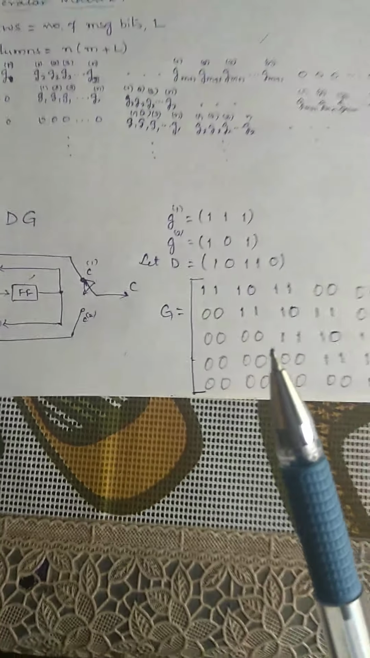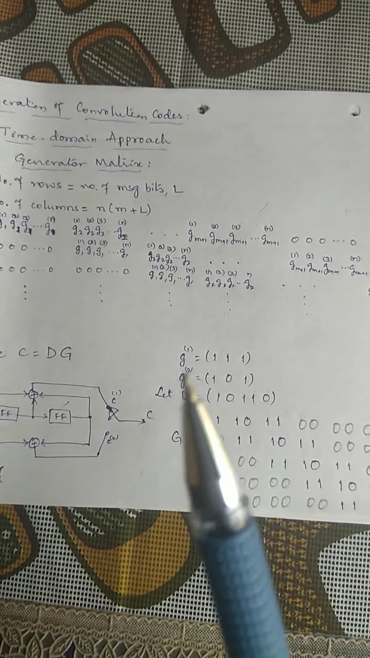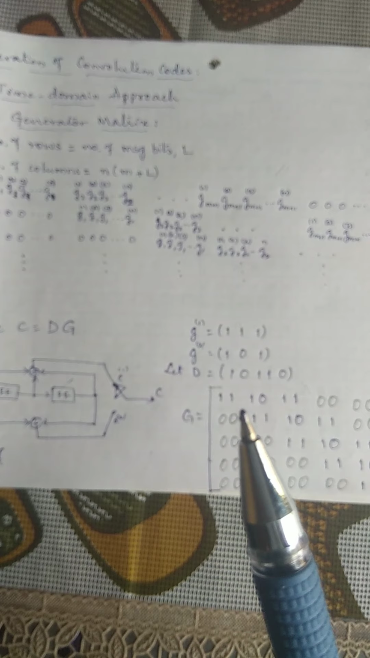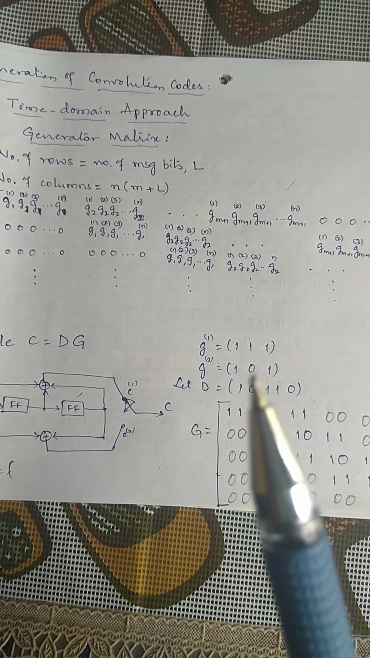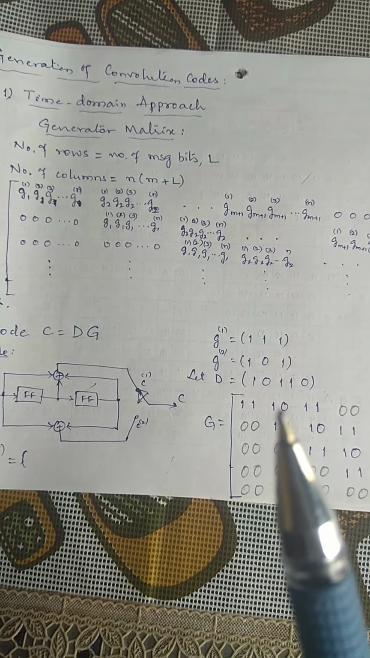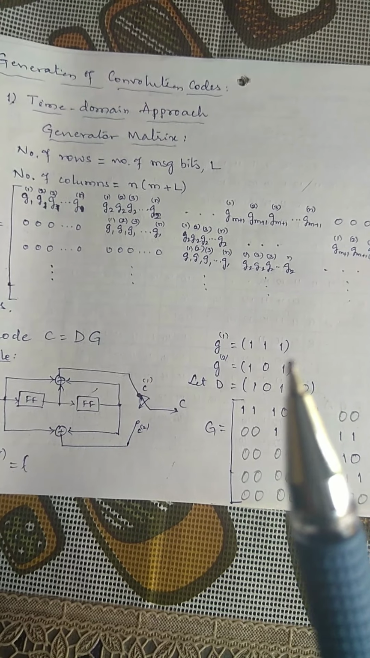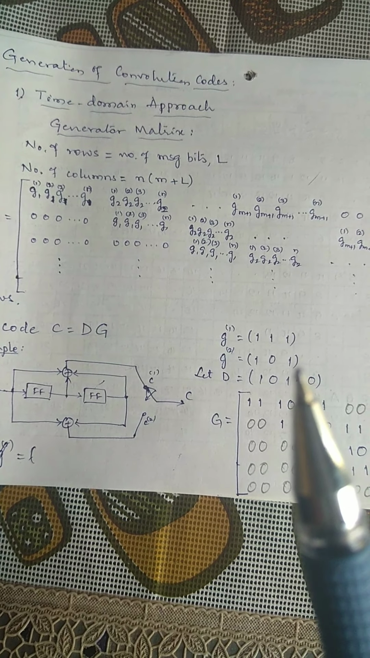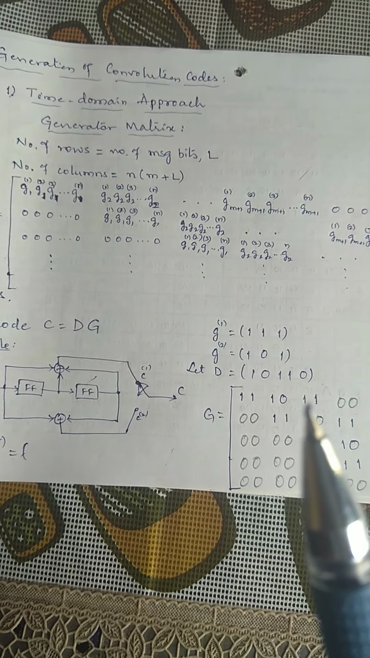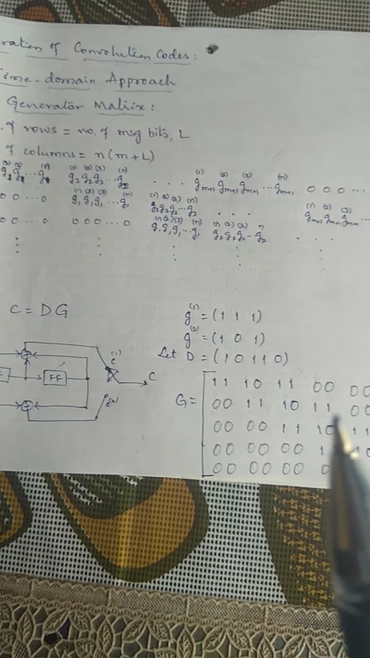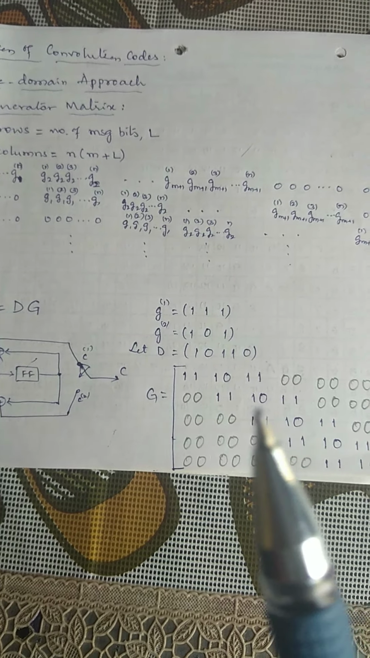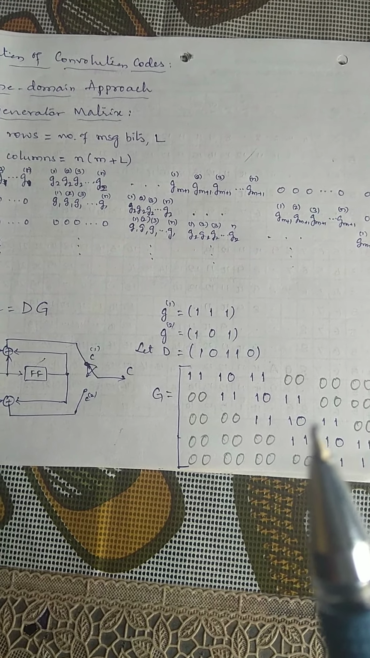So the generator matrix for this convolution encoder is built from the first bit of both generator sequences. The first bit is 1 here, and the first bit of the second is also 1, so 1 1. The second bit of the first is 1, and the second bit of the second generator sequence is 0, so the second block word is 1 0. The third bit is 1 here, and the third bit of the second generator sequence is 1, so the third block word is 1 1. So 1 1 1 0 1 1 is shifted one block word to the right for the second row, and similarly shifted for the third row.